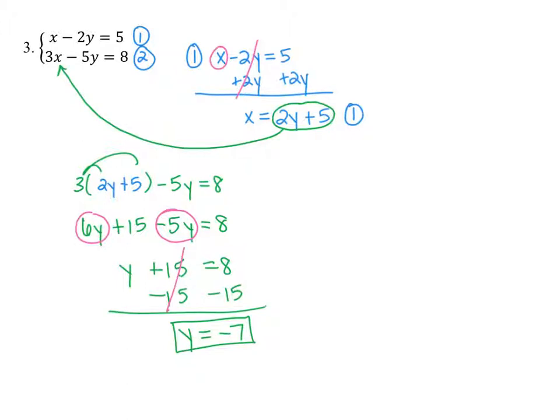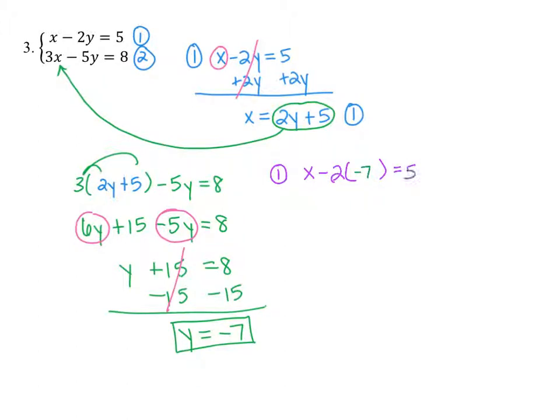So now we're going to go back to one of our original equations and plug in negative 7 for y to solve for x. Again, it does not matter which one we plug it into because it should be the same answer for both. It really doesn't matter, but I'm going to go ahead and plug it into equation number 1. So equation number 1 says x minus 2 times y, but instead of y, we're going to write negative 7 because I know that's what y is equal to.